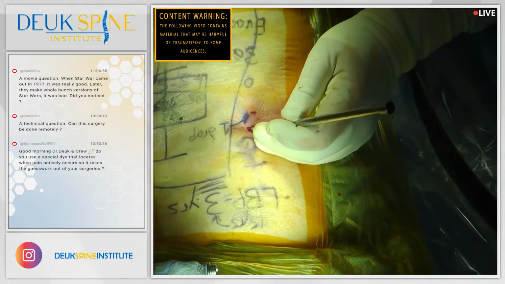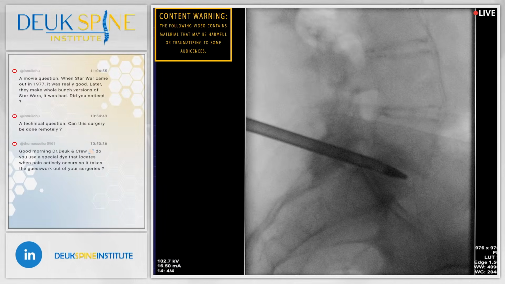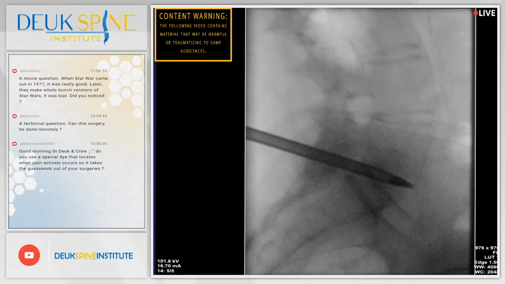All right, so I'm going to tell you right now, folks, this is a very tight disc. And I think we're good. So let's try to get this. He's clamping down with his muscles. So we're doing the best we can. Thank God it's one level, right? Just hang in there, buddy. You're doing great.